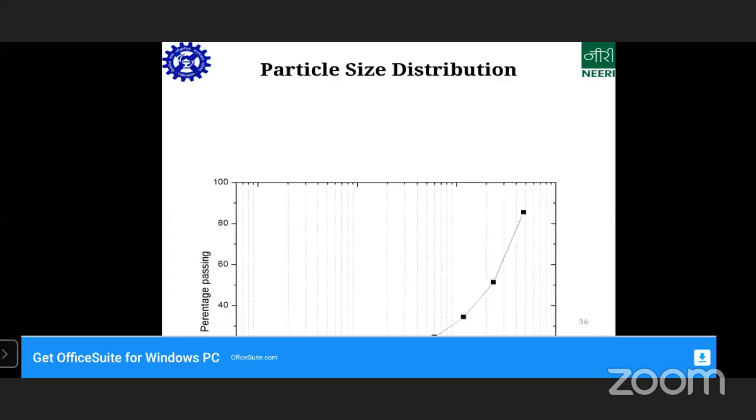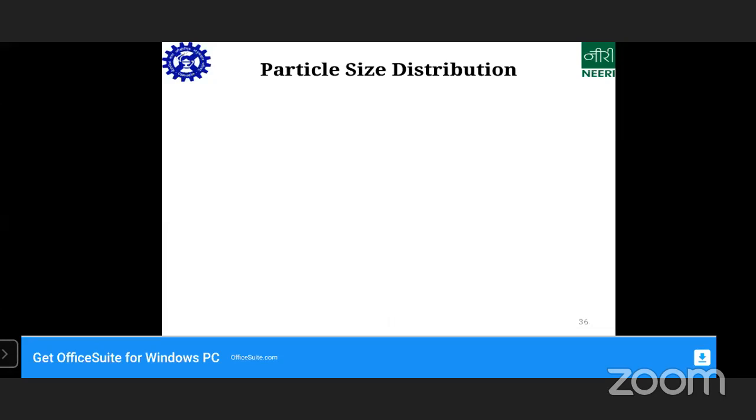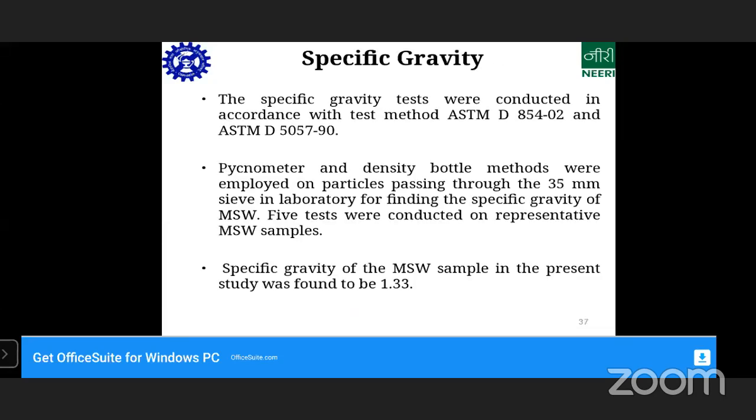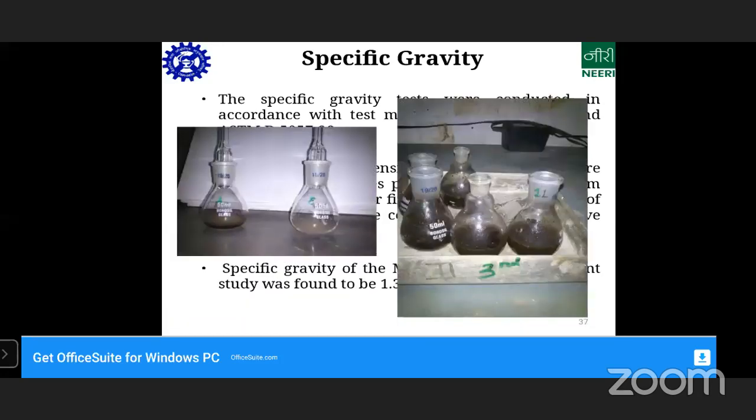The particle size distribution is important because a few treatment units depend on it, for example composting and refuse derived fuel. So it is very important to find out the particle size distribution of waste. Here I have taken only the 20 waste, because the other part was already handled by the trommel and sent to the landfill. The specific gravity is also important because specific gravity gives an idea about the density of the waste.